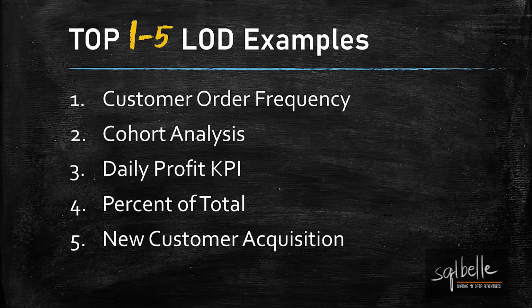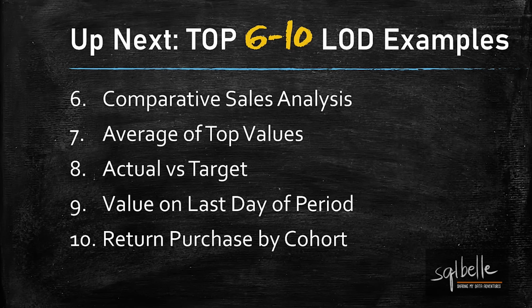So as a recap, we've talked about customer order frequency, cohort analysis, daily profit KPI, percent of total, and new customer acquisition. In the next video, we are going to tackle the next 5, top 6 to 10 LOD examples. And these are on comparative sales analysis, average of top values, actual versus target, value on the last day of period, and return purchase by cohort.